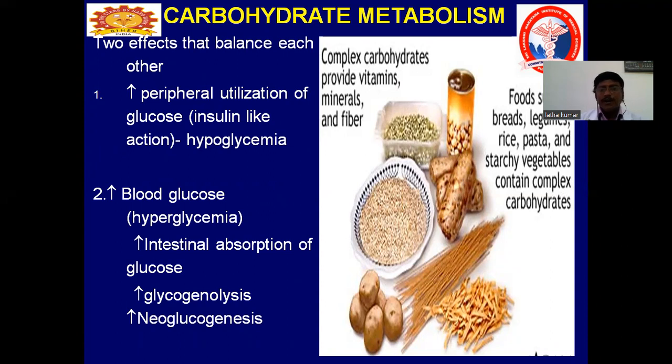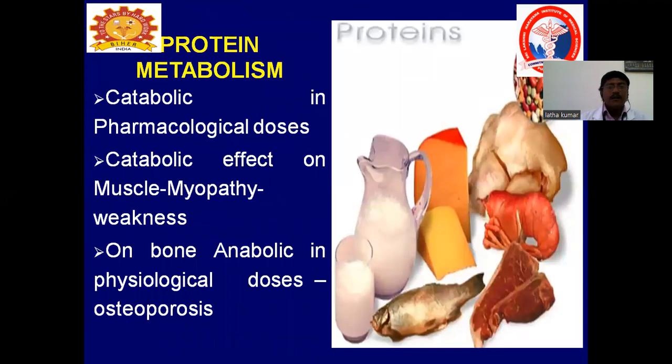The complex carbohydrates provide the vitamins, minerals, and fiber. Food such as bread, rice, pasta, and starchy vegetables contain complex carbohydrate, which will be utilized with the presence or help of thyroid hormone.